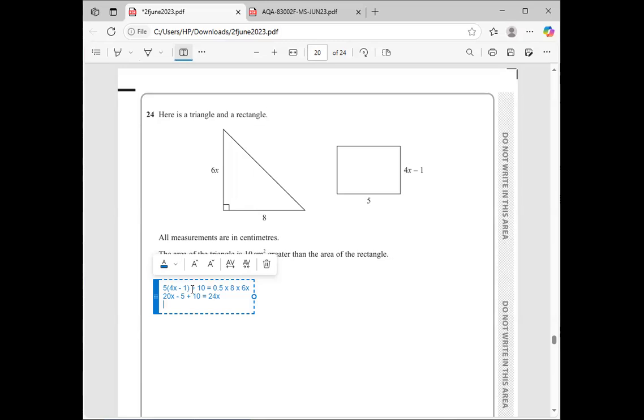So that's going to leave me on the left-hand side with minus 5 plus 10. And all this will be equal to 24x minus, because the 20x coming over to the other side is going to become a negative 20x. So that's minus 20x. So we're now left with minus 5 plus 10. Minus 5 plus 10 will give you what? 5. Yes, 5. That's correct.